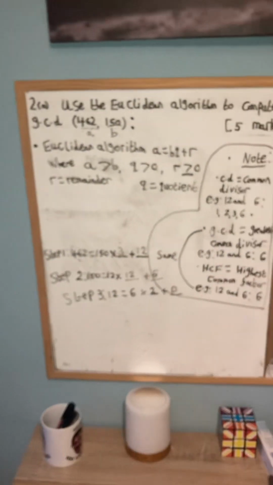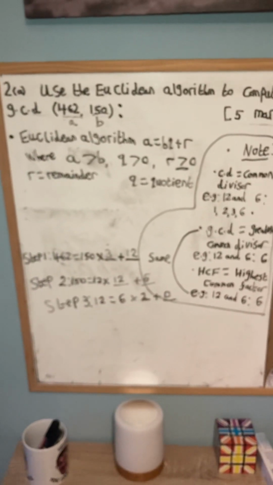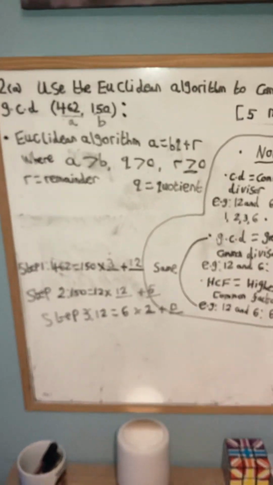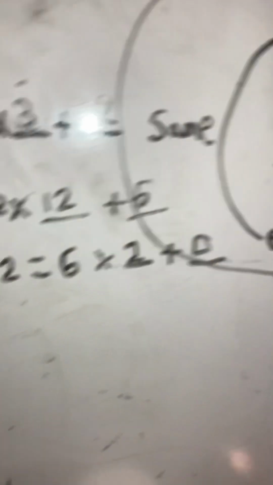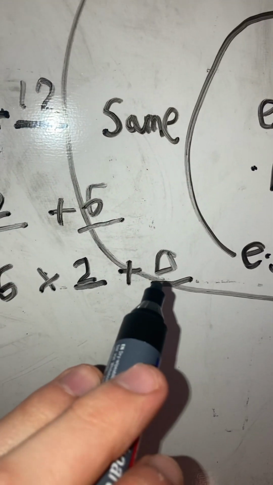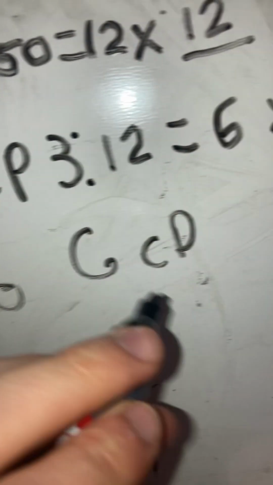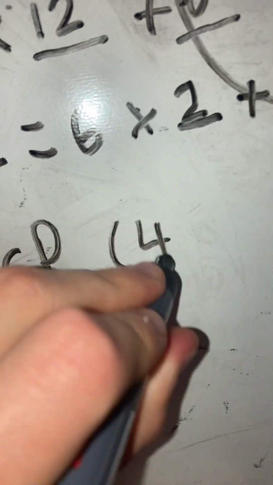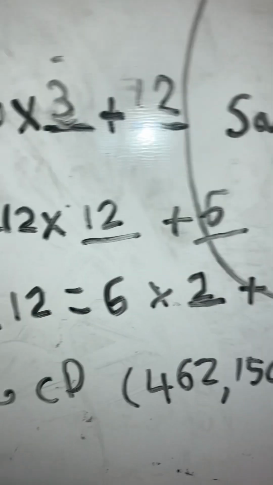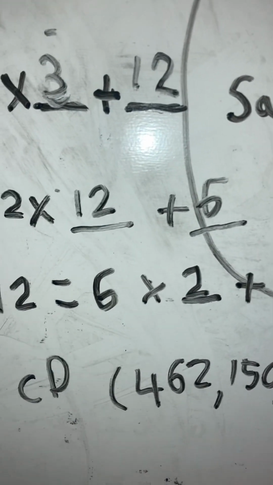So everything we've done here has now given us the answer. The answer is whatever number's here, your penultimate step, when you use it, you get a 0 here. So therefore, the GCD of 462 and 150 is 6. If you're not sure whether it's 6 or 2, just divide the numbers.